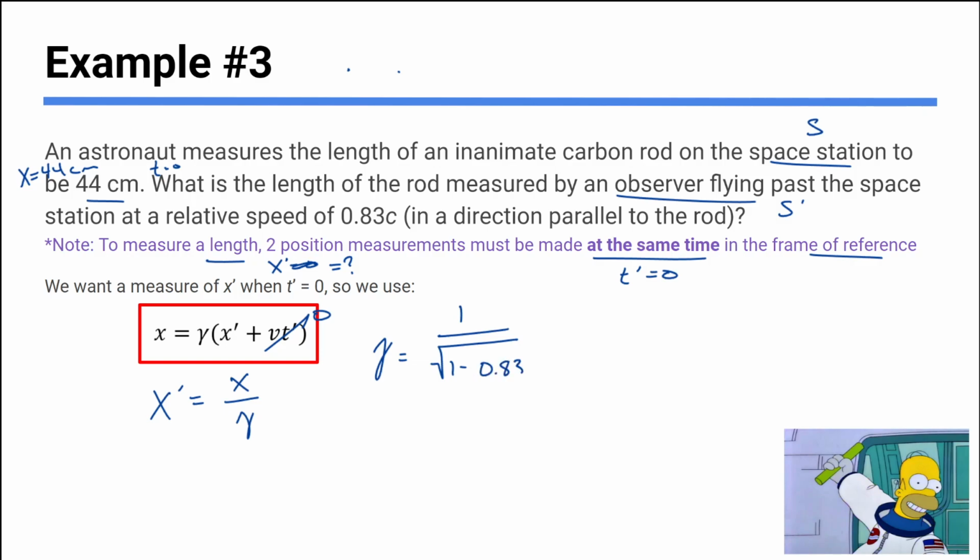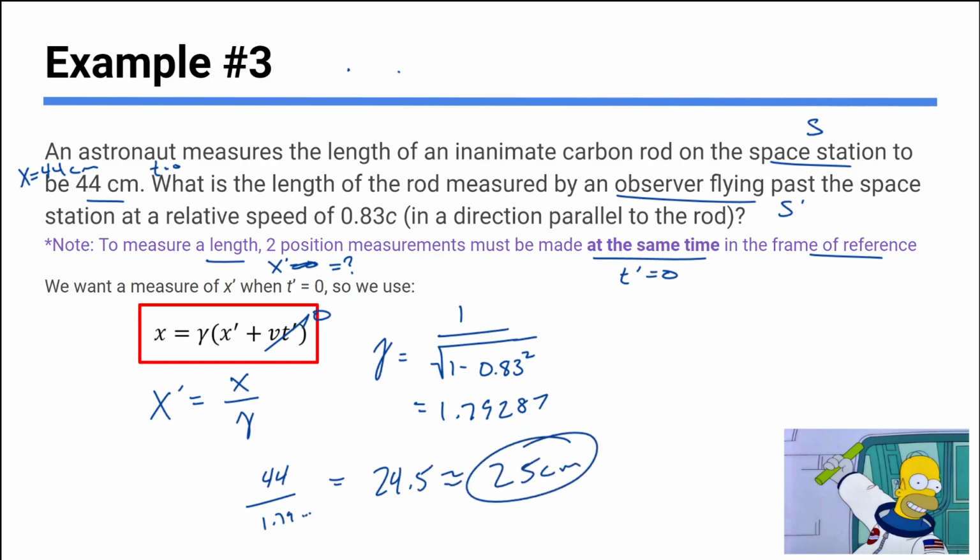I'm going to skip a step here if we're cool with this, because this is always how it works out. I'm really doing 0.83c squared over c squared. So it's really this. I plug all that in my calculator, and I get 1.79, and so on. So I plug in 44 for x and this for gamma. I do 44 divided by 1.79, and I get 24.5. So I get about 25 centimeters.